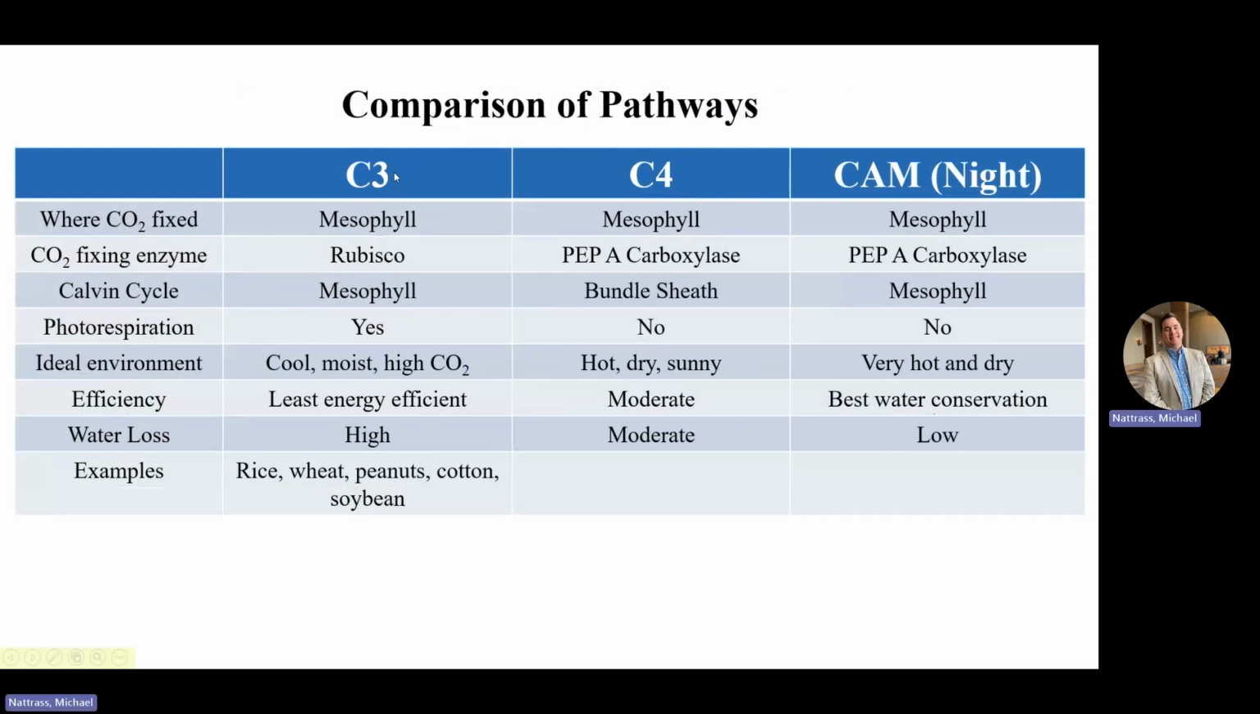Finally, some examples of C3 plants are going to be rice, wheat, peanuts, cotton, and soybean. Well, we sure do eat a lot of these, right? And so what's going to happen, because remember, we said that this is likely to be the environment in the future. What is going to happen to these crops as these environmental conditions begin to be more prevalent?